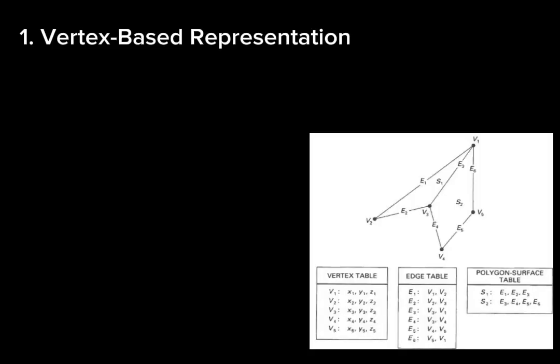Here are some key points about objects with meshes. Number 1. Vertex-based representation. A mesh is composed of vertices, which are the basic building blocks of the 3D object. Each vertex has a specific position in 3D space defined by its x, y, and z coordinates.